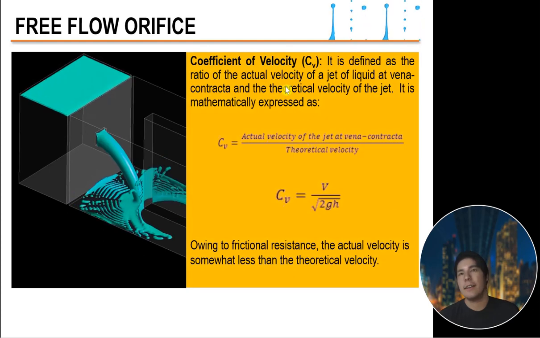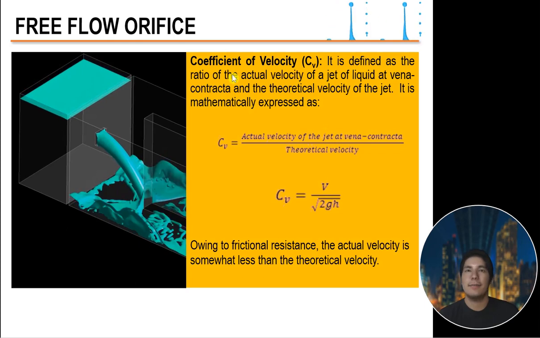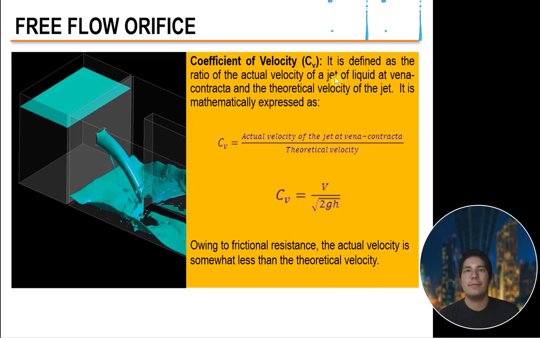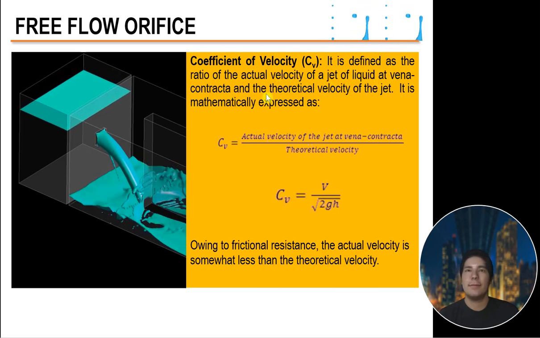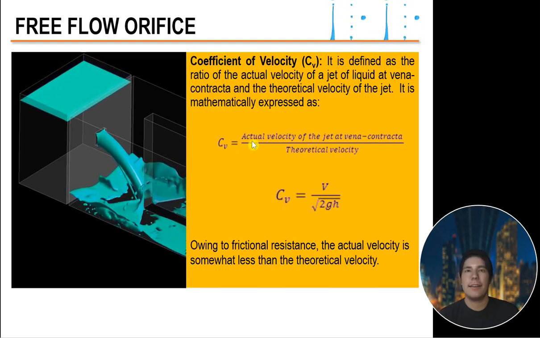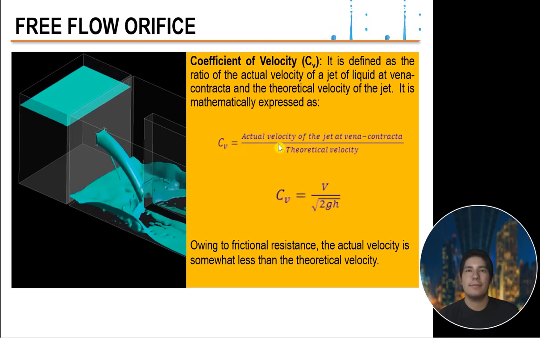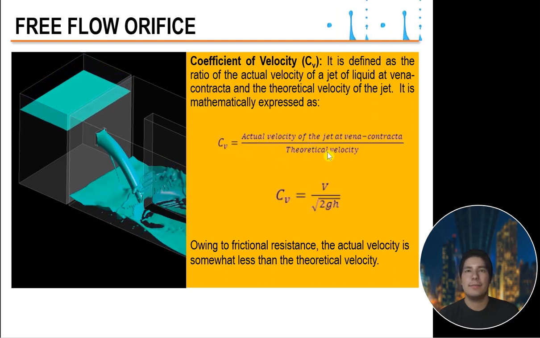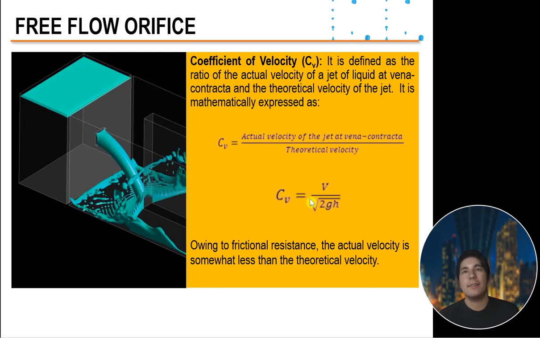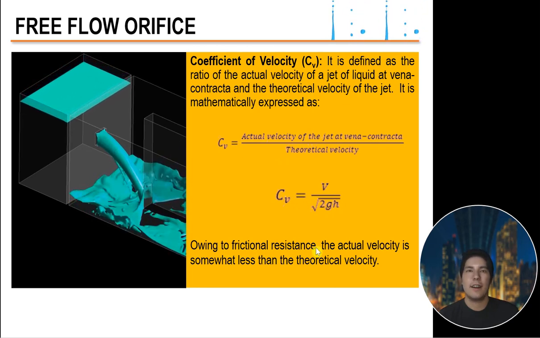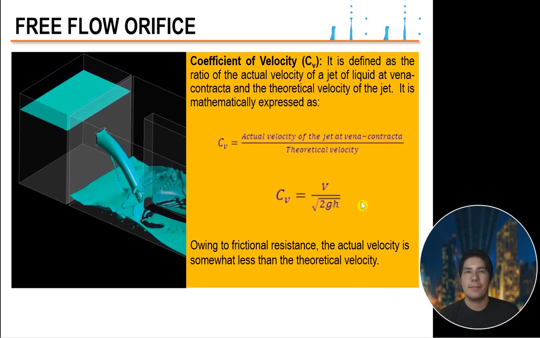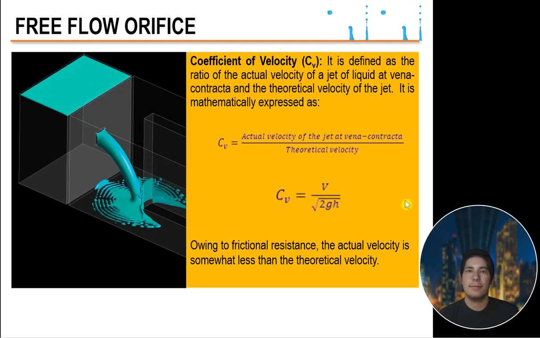So, aside from the coefficient of discharge, we also have what we call the coefficient of velocity. It is defined as the ratio of the actual velocity of a jet of liquid at the vena contracta to the theoretical velocity of the jet. It is mathematically expressed as CV equals the actual velocity of the jet at the vena contracta divided by the theoretical velocity, or CV is just velocity over the square root of 2gh. Owing to frictional resistance, the actual velocity is somewhat less than the theoretical velocity. Okay? So it is really less than.